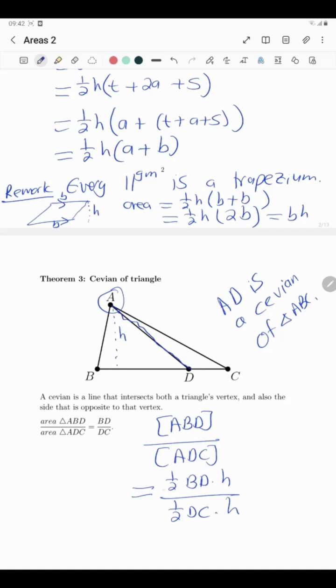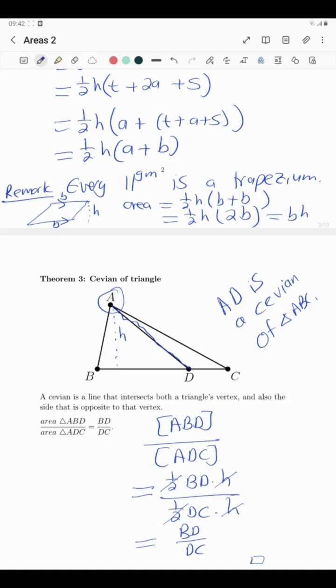And the area of triangle ADC will be a half base, I'm using the base DC, times its vertical height h. And we see some magic happening. The half at the top cancels with the half at the bottom. The h at the top cancels with the h at the bottom. And what remains is BD divided by DC. And there we have the third theorem or weapon for today's lesson.